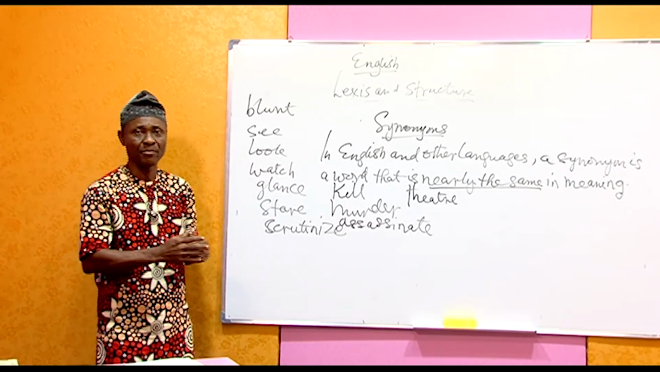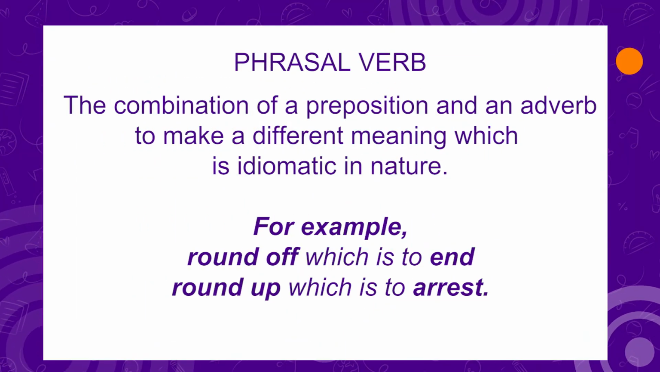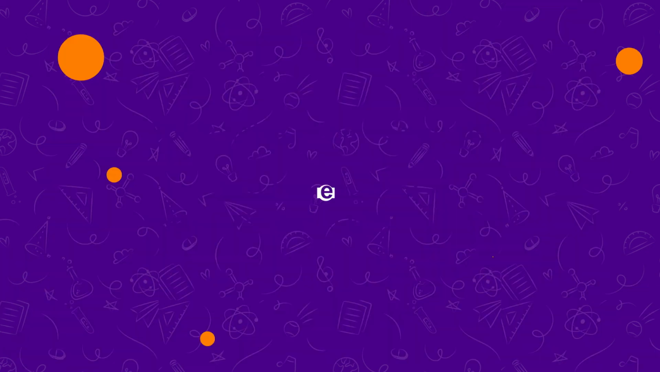What is a phrasal verb? A phrasal verb is the combination of a verb and a preposition or an adverb to make quite a different meaning, which is idiomatic in nature. For example, run off, which is to end, run up, which is to arrest or catch, as the case may be.